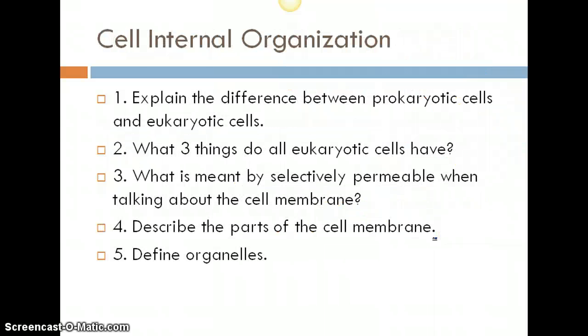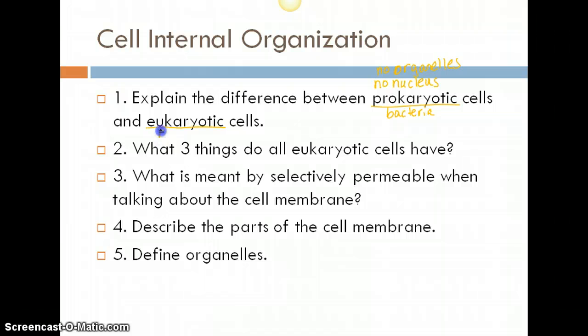Okay, moving on to internal organization. Explain the difference between prokaryotic and eukaryotic cells. So prokaryotic cells do not have a nucleus. They do not have membrane-bound organelles, so no organelles. They do have DNA. It's just not in a nucleus. Some examples of prokaryotic cells are bacteria. Not all bacteria, but some bacteria.